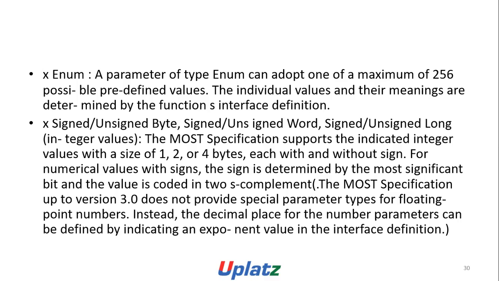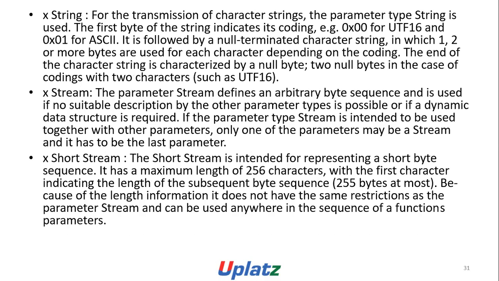Signed, unsigned byte, signed, unsigned word, signed, unsigned long integer values. The MOST specification supports the indicated integer values with a size of 1, 2, or 4 bytes, each with or without sign. For numerical values with sign, the sign is determined by the most significant bit, and the value is coded in 2's complement. The MOST specification up to version 3.0 does not provide a specific parameter type for floating point numbers. Instead, decimal places for number parameters can be defined by indicating an exponent value in the interface definition. String: for transmission of character strings, the parameter type string is used.